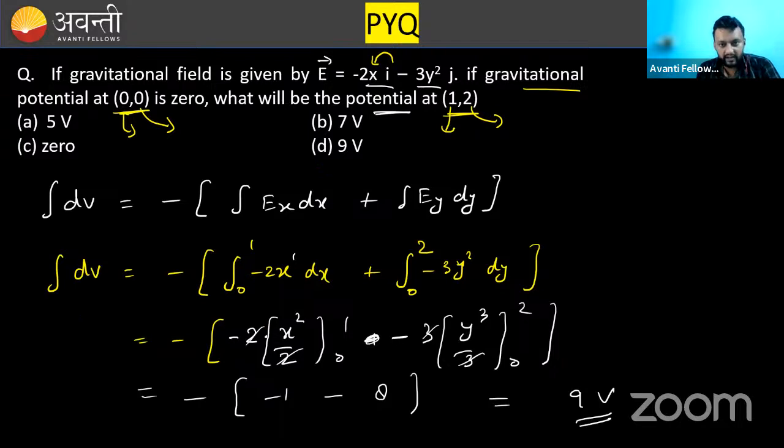So which option is correct out of these? Option D is correct. So this is a very simple thing. Field is given, just integrate it like that and put the limits and you will get the answer. Clear? Moving further. Very good, Veena. You have answered. Moving further.